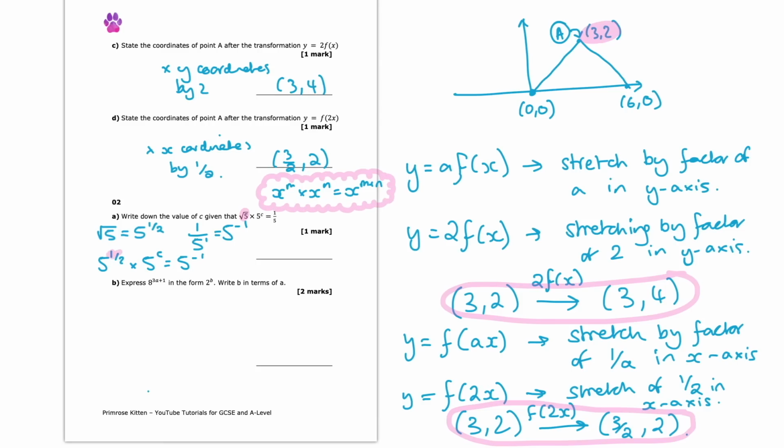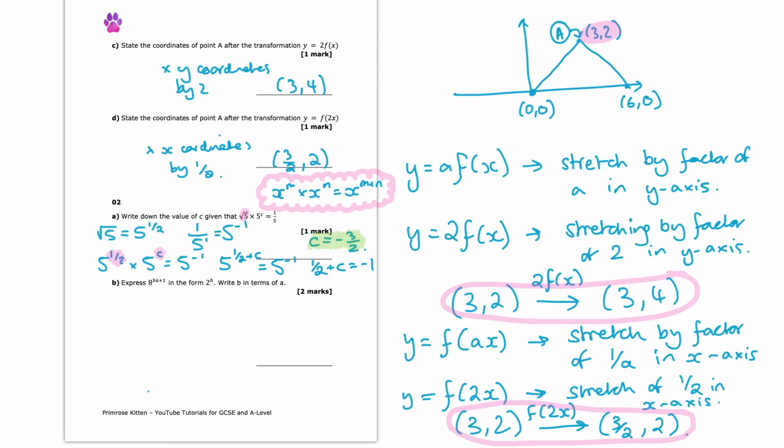So we can use this rule here to combine that left-hand side, and we can then rewrite that as 5 to the power of 1/2 plus c equals 5 to the power of -1. Now using that, we can say 1/2 plus c equals -1. And by just rearranging that, subtracting the half, we get that c is equal to -1 minus a half, which is -3/2. So that there is our final answer for part A.